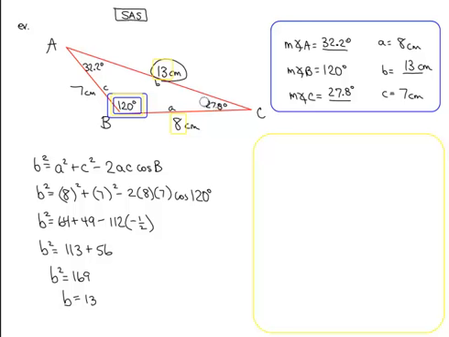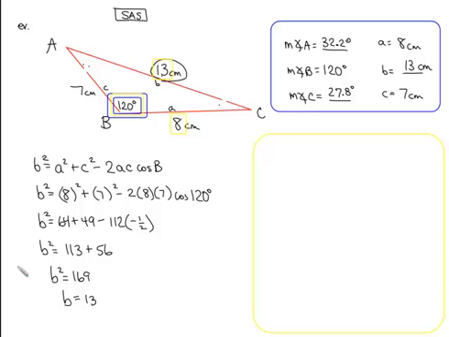So let's say I don't know. Well, actually, I'm going to, no, that's okay. I'm going to take this out, and I'm going to take this out. And I'm going to take this out. So this is what we started with, side angle side, no ambiguous case. We do law of cosines, and we get b equals 13.